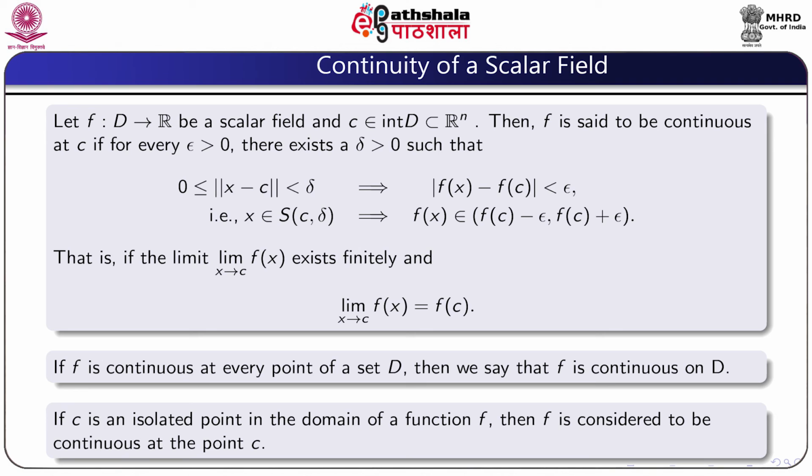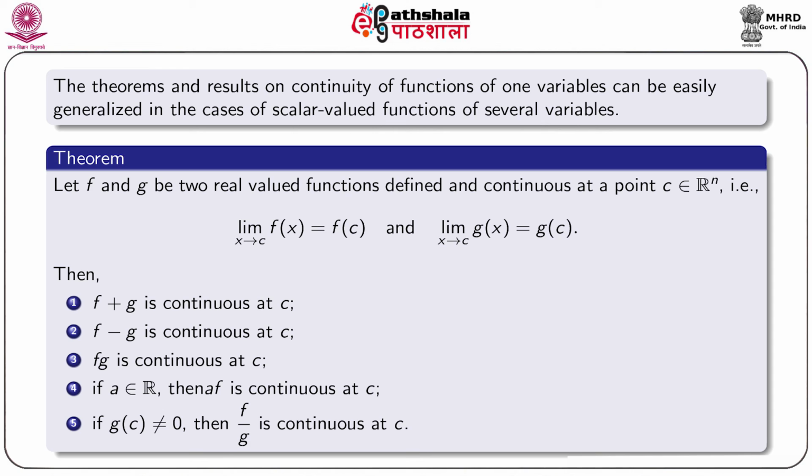That is, we say f is continuous at the point c if and only if the limit of f(x) as x approaches c exists finitely and its value is f(c). If f is continuous at every point of a set D, we say that f is continuous on D. If c is an isolated point in the domain of the scalar field f, then f is considered to be continuous at that point c. The results on continuity of functions of one variable are also true whenever we consider scalar fields.